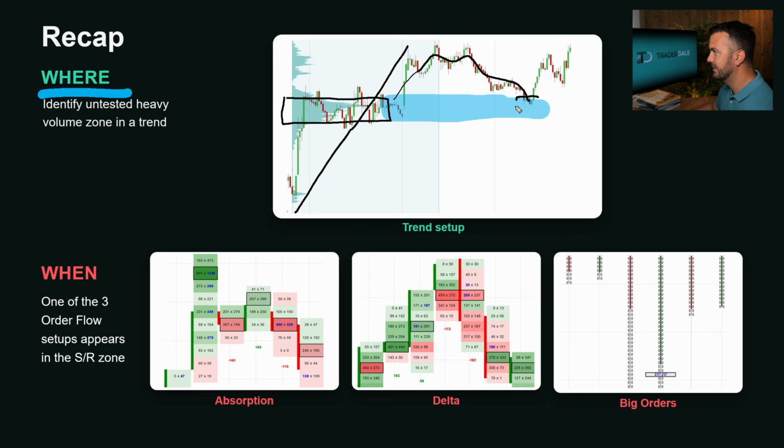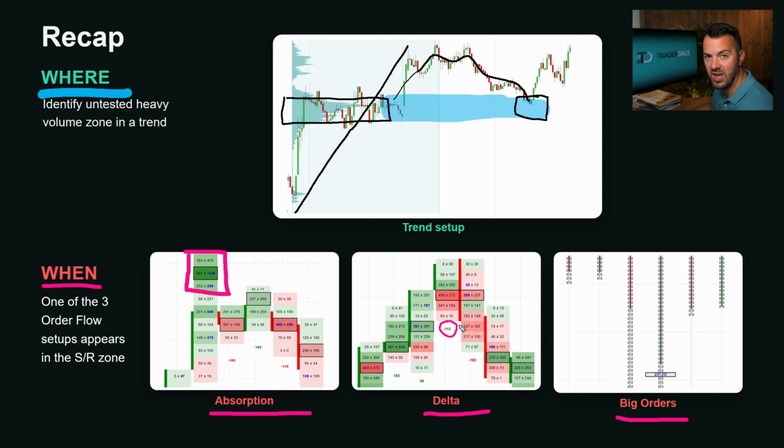When the price hits this zone for the first time, that's when you want to use order flow, the timing, the when, right? Either of those three setups: absorption, delta, or big orders. Absorption is heavy volumes both at bid and at ask. Delta is aggressive buyers versus aggressive sellers.